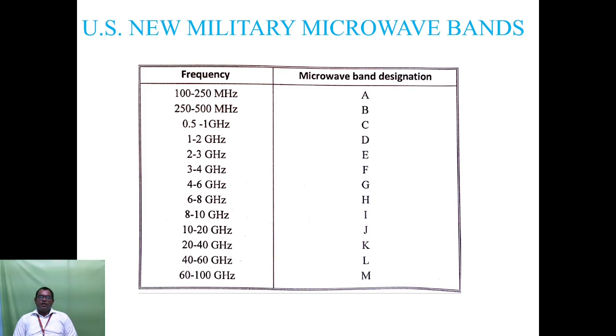8 to 10 is called I band. 10 to 20 gigahertz is J band. 20 to 40 gigahertz is called K band. 40 to 60 gigahertz is called L band. 60 to 100 gigahertz is called M band for military microwave bands.